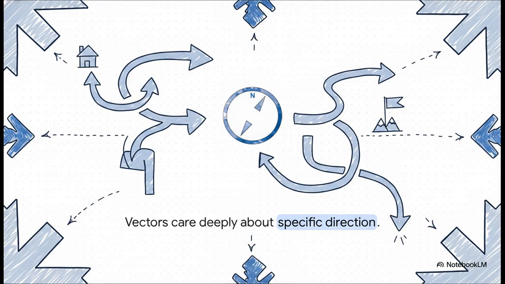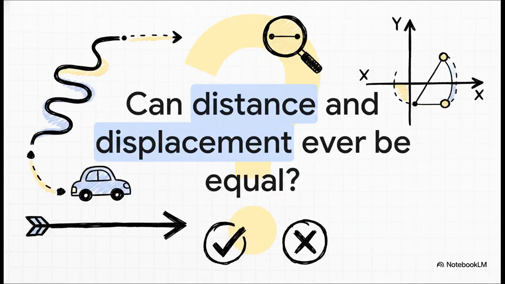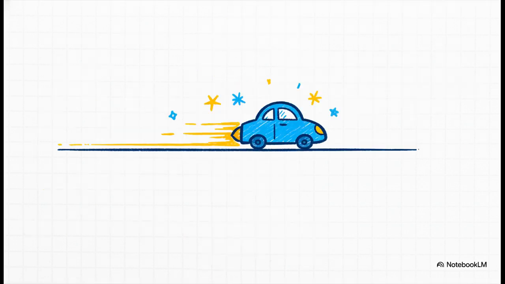Vectors care deeply about where you're heading. North, south, left, right, the direction totally matters. For simple straight-line motion, we just use plus or minus signs to show that direction. Easy, right? So, can distance and the magnitude of displacement ever be exactly the same? Yep, but only if you move in one straight line without ever turning around.